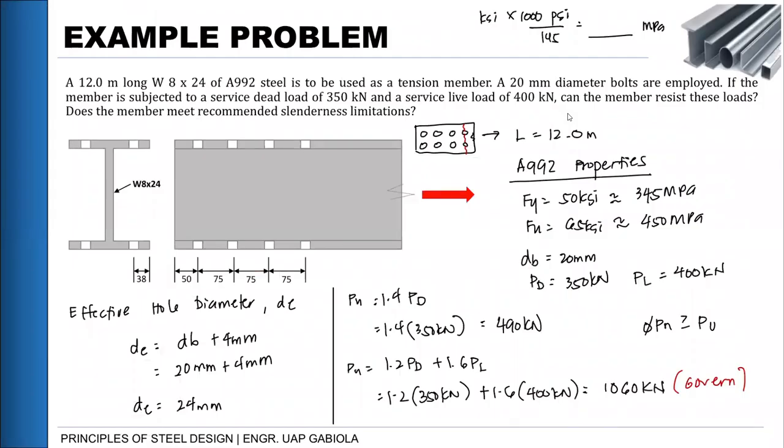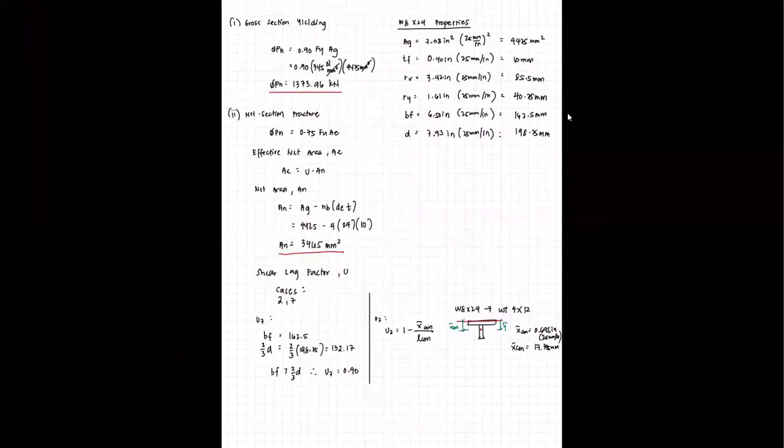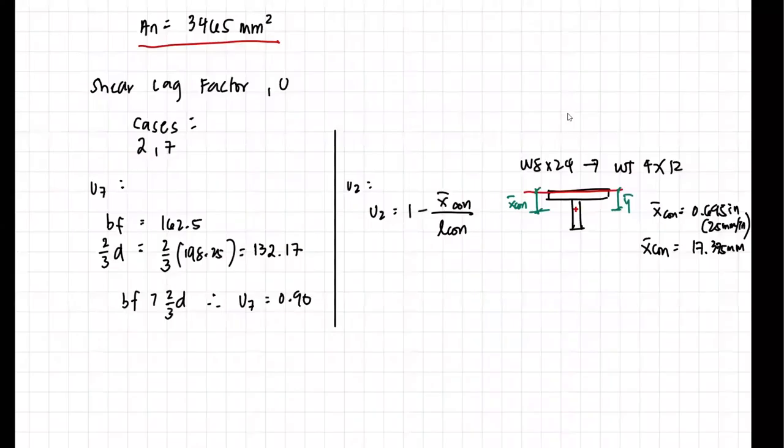So this is the end of the last bolt at one end, and this is the last bolt from the other end. So we have this as our L-con, which is equal to the sum of these spaces: 75 plus 75 plus 75, we have 225 mm. So 225 mm is our L-con. So we can calculate now U2: 1 minus 17.375 mm all over 225 mm.